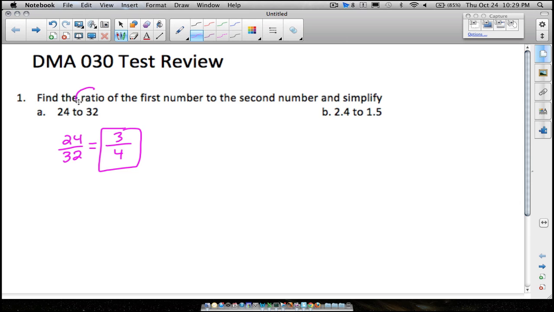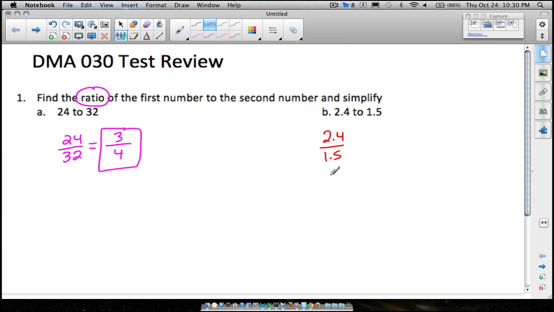Keep in mind, we'll use this in a minute too, a ratio is used to compare similar units of measurement. In this case, we don't even have any units of measurement. We just have 24 to 32. But I'll mention that again in a few minutes. A ratio compares the same units of measurement. Over here for this next problem, 2.4 to 1.5.